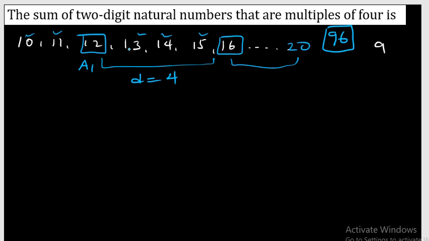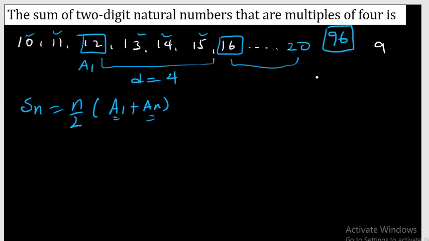So we are asked the sum. So sum of n is equal to n over 2 in bracket a1 plus an. We know a1, that is 12. We know an also, the last term, that's 96. But we don't know how many terms are there. How many terms means how many numbers are there, two-digit numbers which are divisible by 4, how many they are totally.